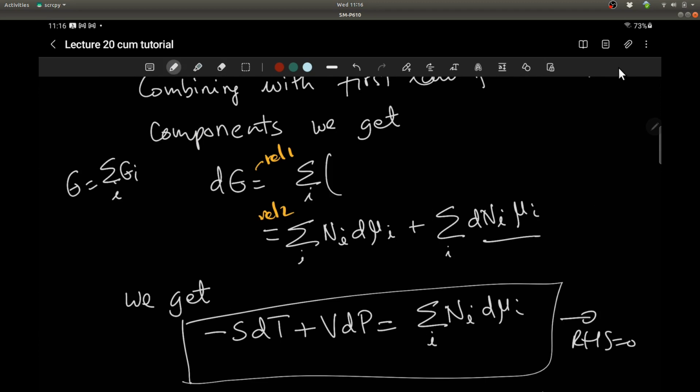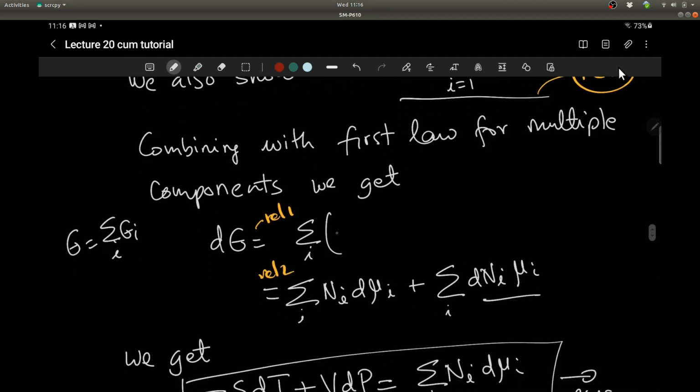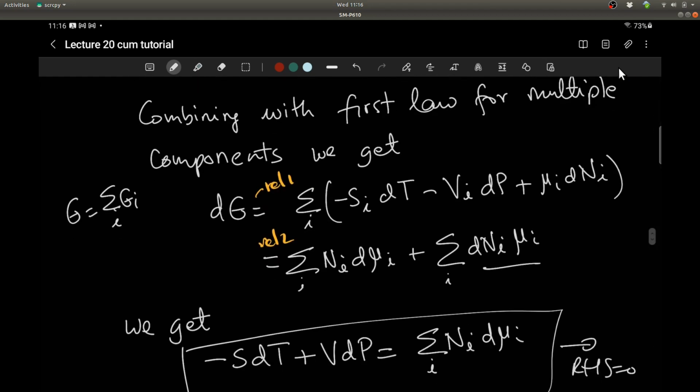So what was that here? Minus S_i dT. Temperature is the same. V_i is the volume of the ith component, V_i dP, plus mu_i dN. Is this okay now? I made a mistake. Yes, sir. So S_i is the entropy of this component, and so on. Okay, so this is what we get.